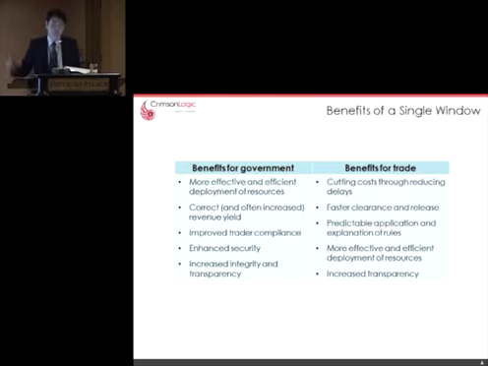I would not read the slides, but there are three key things that a single window will do. One is that it makes it cheaper for the community to do import-export. It makes it easier to do cargo clearance, and it reduces the time to do clearance. Cheaper, faster, and easier. These are the three key ideas of what a single window does.